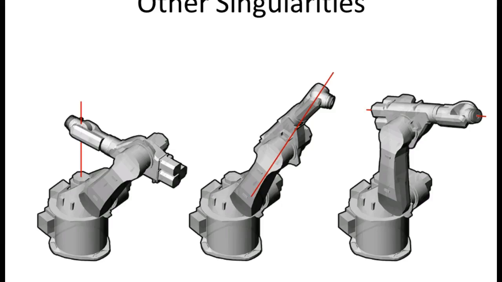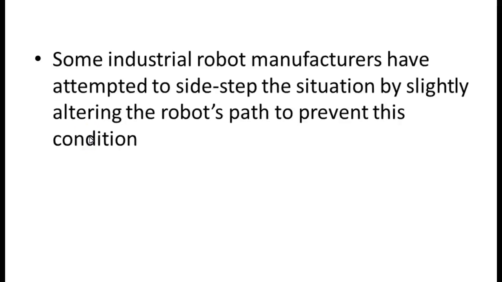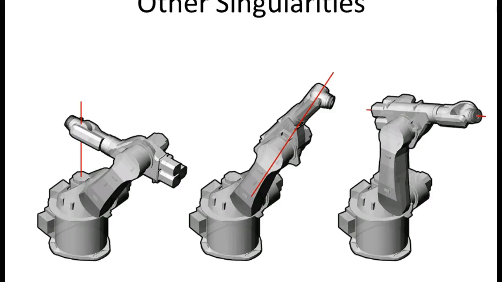So here's our singularities. Wrist singularity, this would be considered a shoulder singularity, and then the other, elbow. And that video showed all these different singularities.